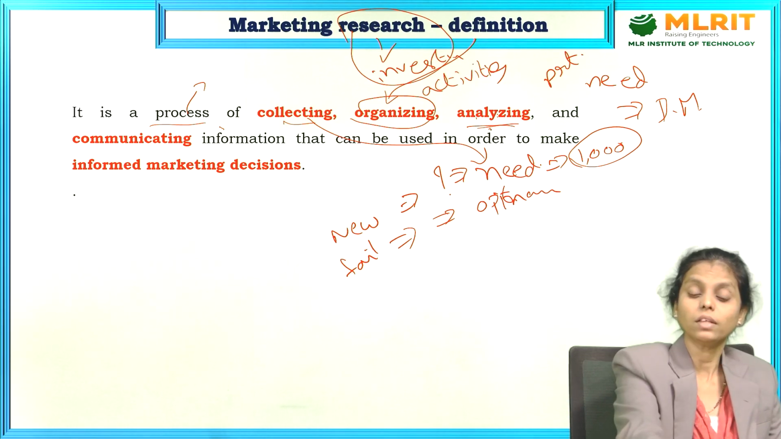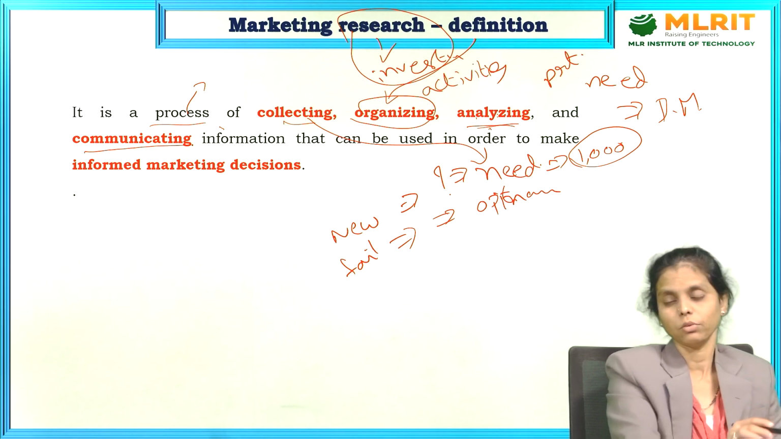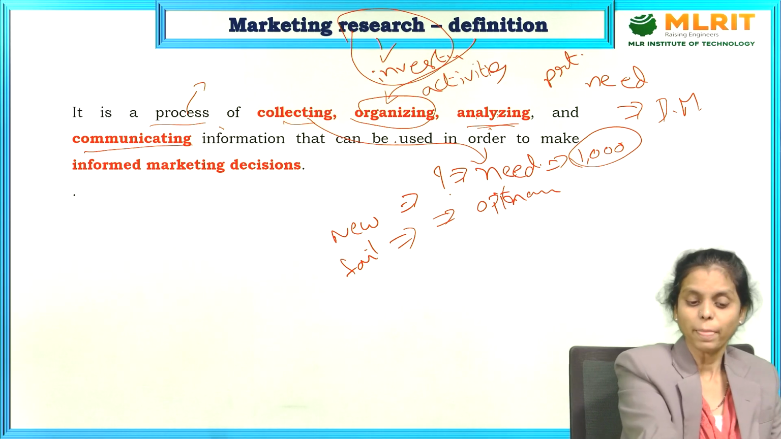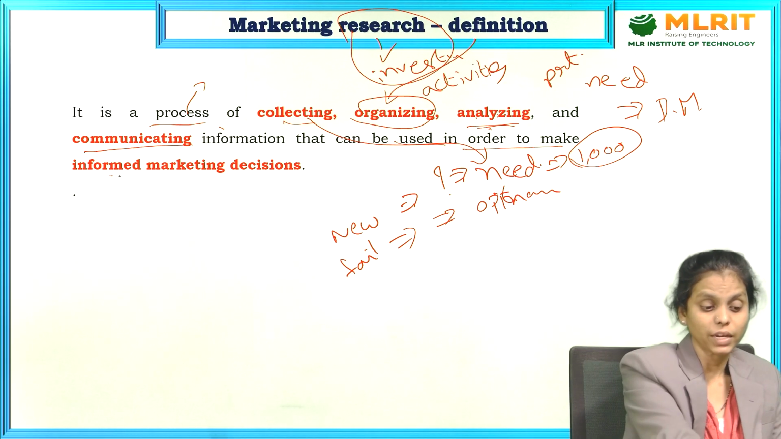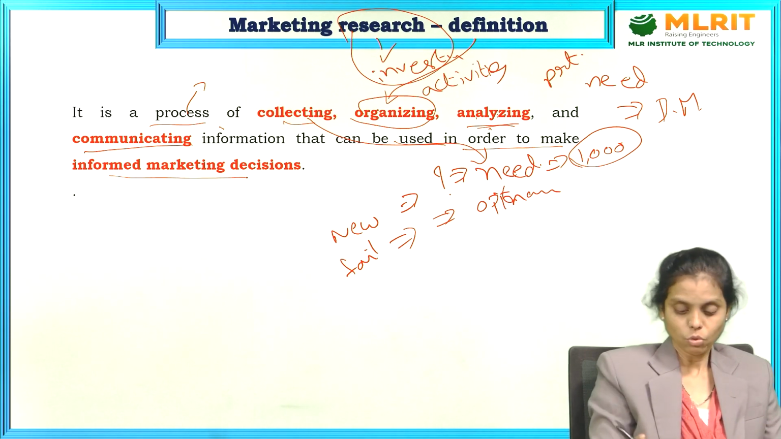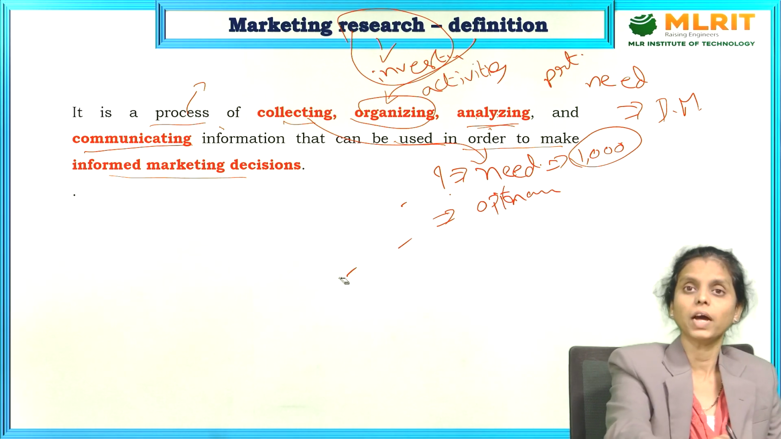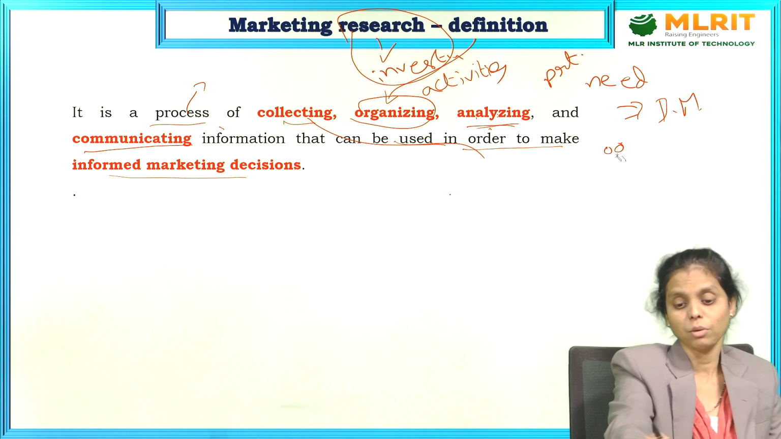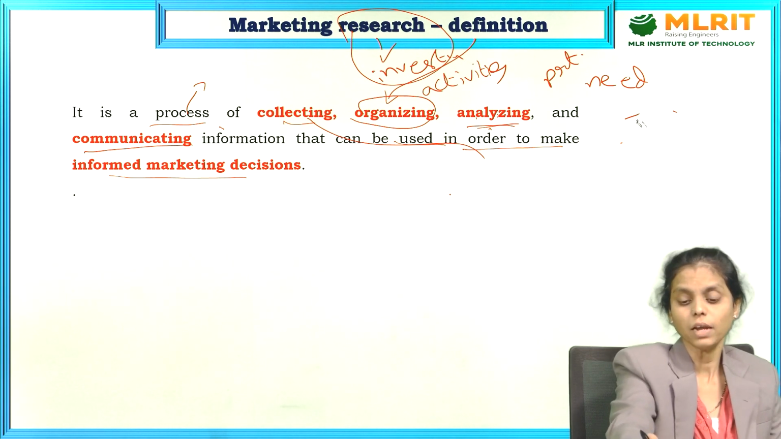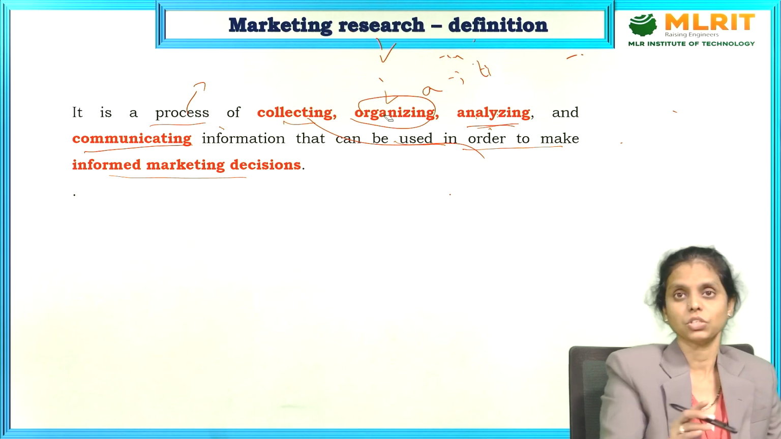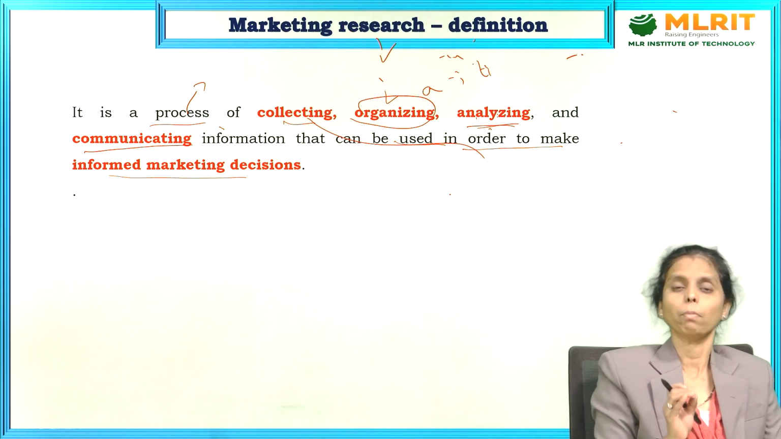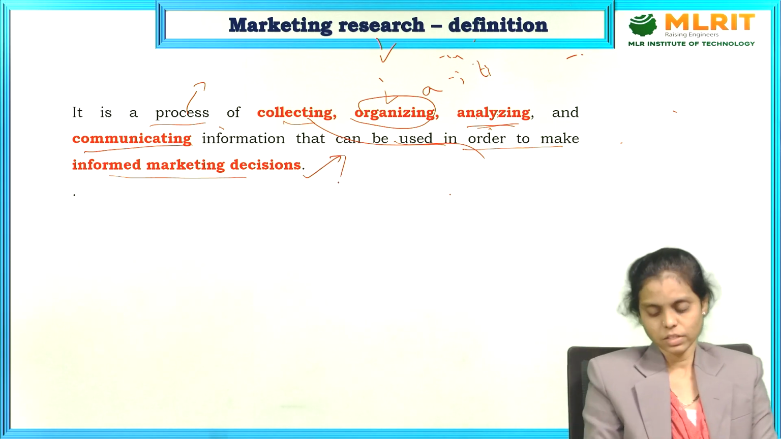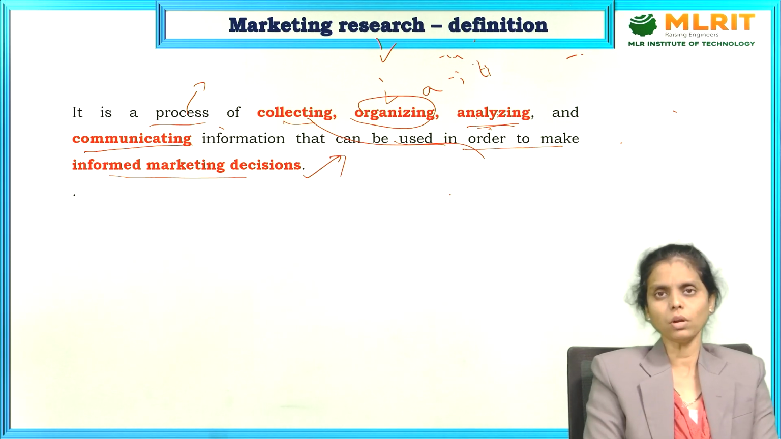The analyzed data has to be communicated so that the right decisions can be taken, and the communicated information can be used to make informed marketing decisions. Why do we do all these things? So that the organization can take the right decisions. Effective decision making will be possible when we conduct research. Whenever we take a decision by conducting research, the chance of success definitely increases. These are the simple definitions of marketing research.